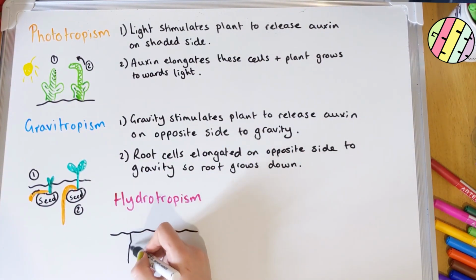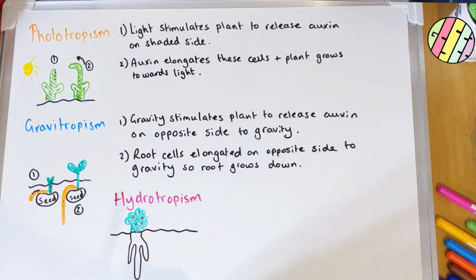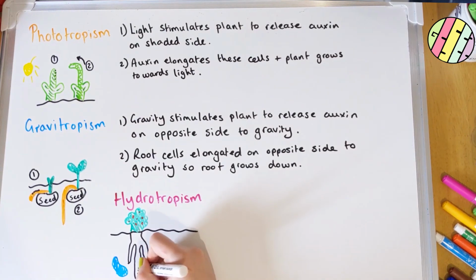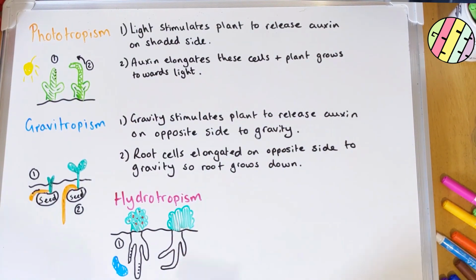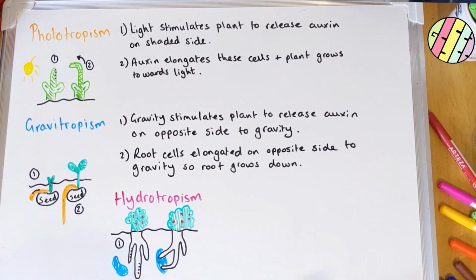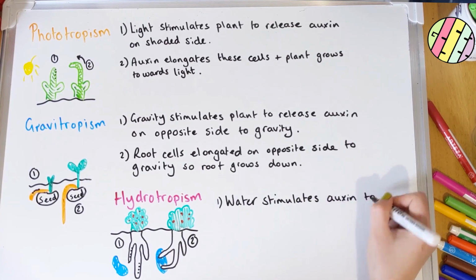Our last one is hydrotropism. In this situation, water is the stimulus and it's affecting the roots again. So if there's water detected, the auxin is going to be deposited on the opposite side to where the water is. So those cells are going to elongate and grow, which will cause the root to start to bend towards the water.